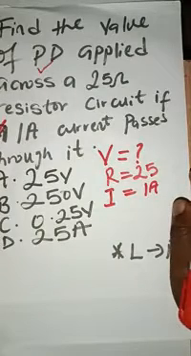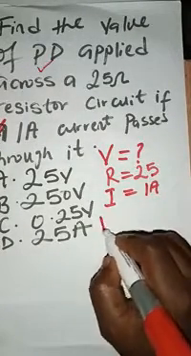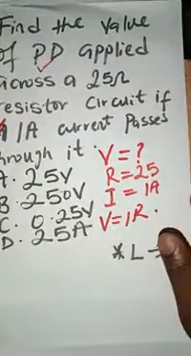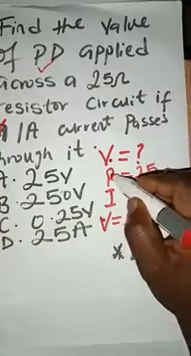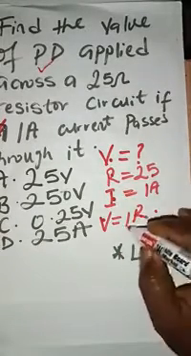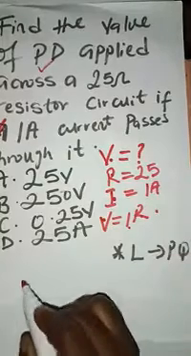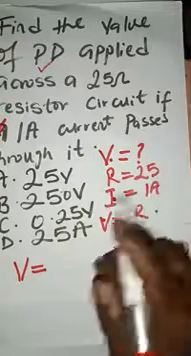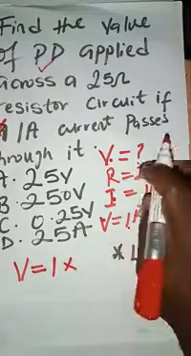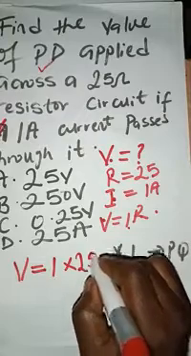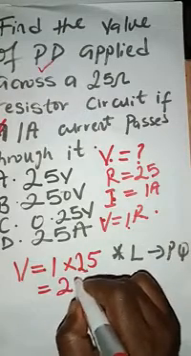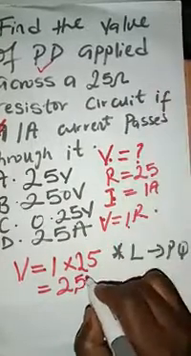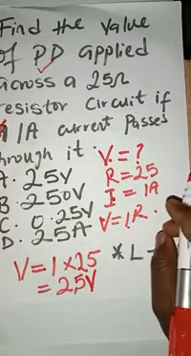You get that? So this will now give us, we recall that V is equal to IR. So I don't need to make anything subject to the formula, because this is V, this is R, and this is I. So I will now know that V is equal to, what's my I? My I is 1 times R is 25. And this will be equal to what? 25. This is volts. This 25 volt is the potential difference that we're looking for.